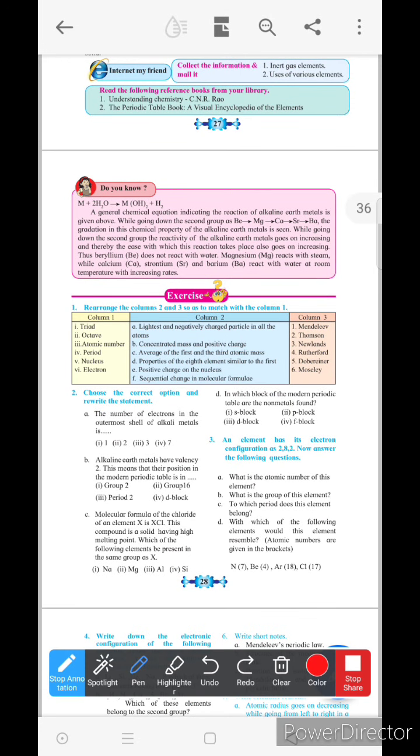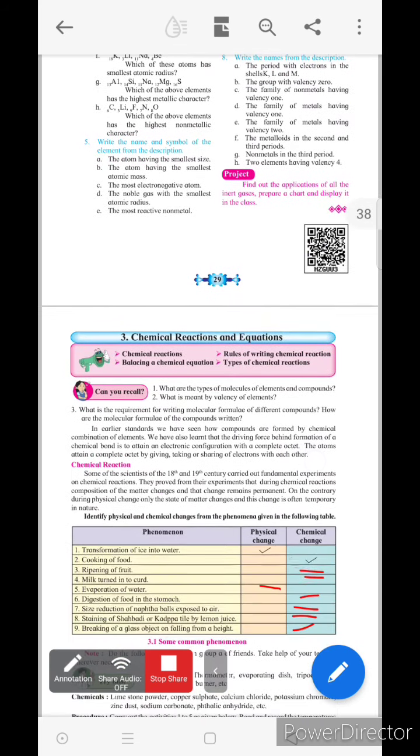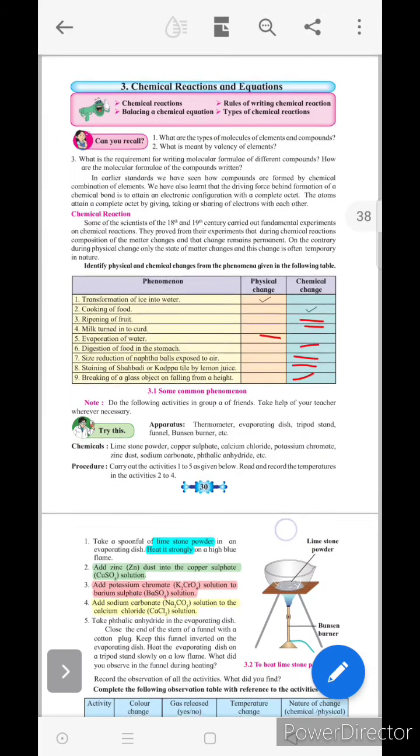Then page number 28, the pink color box, do you know? That box is removed from your syllabus. And here lesson number 2 is finished. Now we will move on to lesson number 3.